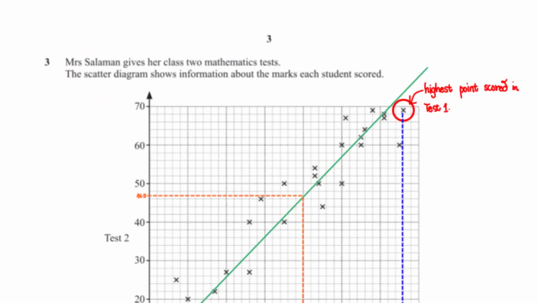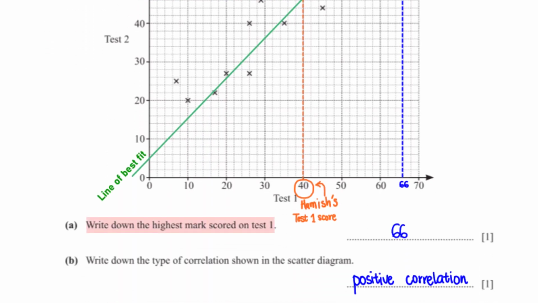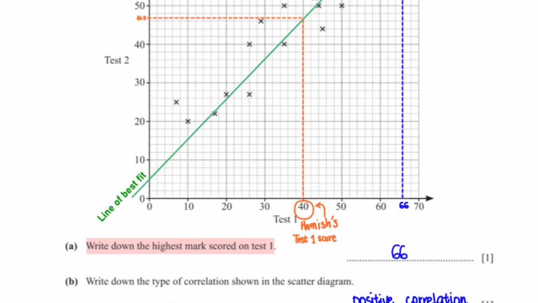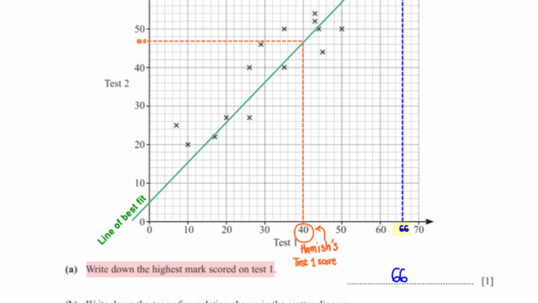Mrs. Salaman gives her class 2 mathematics tests. The scatter diagram shows information about the marks each student scored. Write down the highest mark scored on test 1. So from the graph, we can map out the highest point scored in test 1, and that is 66.